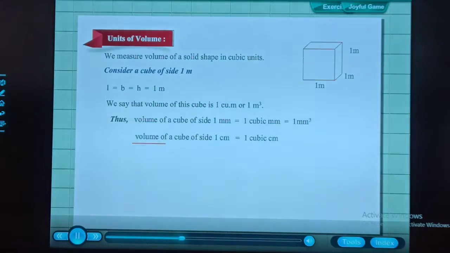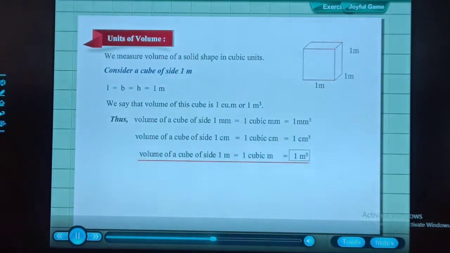Volume of a cube of side 1 centimeter is equal to 1 cubic centimeter equal to 1 centimeter raised to the power of 3. Volume of a cube of side 1 meter is equal to 1 cubic meter equal to 1 meter raised to the power of 3.